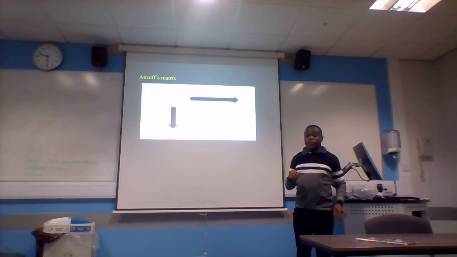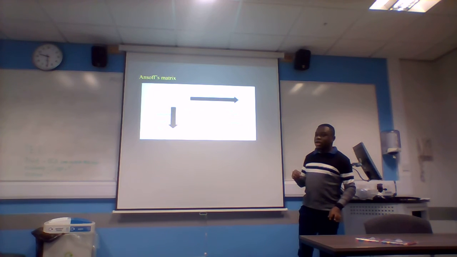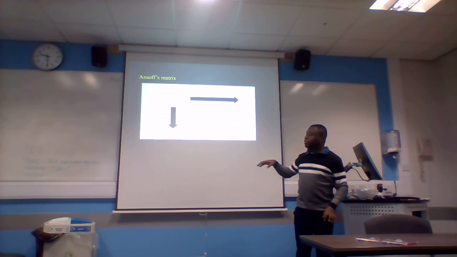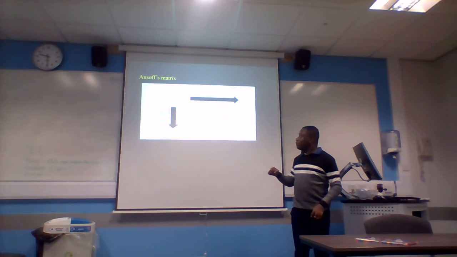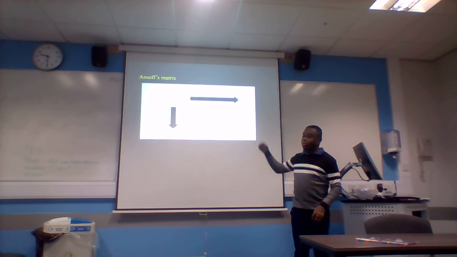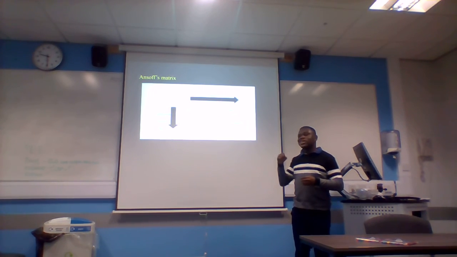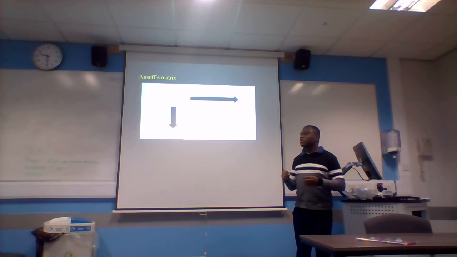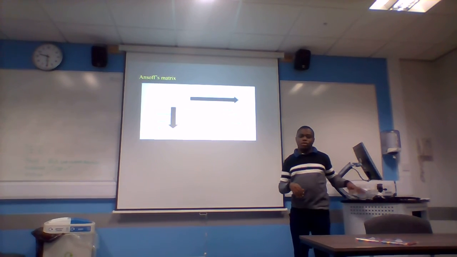This is the Ansoff matrix, and the Ansoff matrix has to do with the strategies a company can take, looking at these four quadrants. The four quadrants have a degree of risk, with market penetration being the least risky, and diversification being the most risky, and product development and market development being somewhere in between.